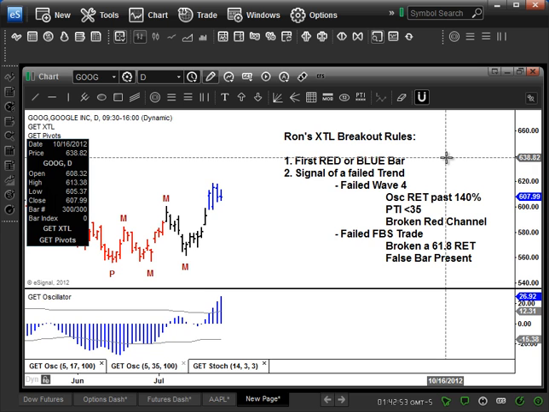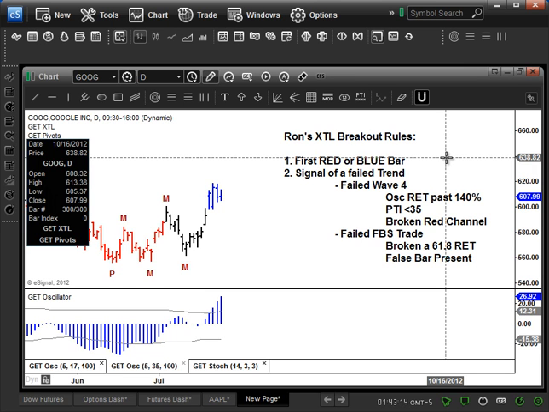false bar form below 25. That tells you that the buy signal is no longer valid and you would no longer want to buy that market. If you see that in conjunction with an XTL red bar, you would want to sell that market with a lot more confidence because the false bar trade is failing. That's what I mean by a failed false bar stochastic trade.